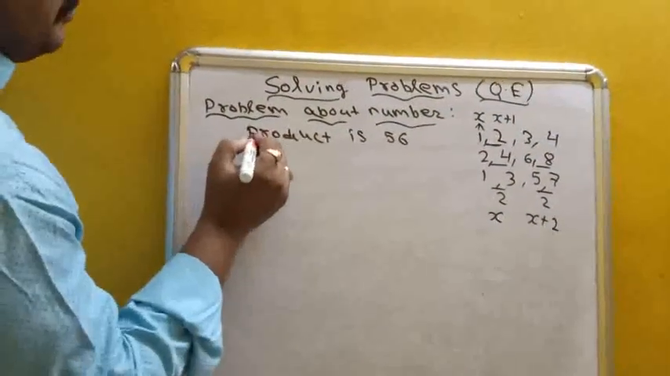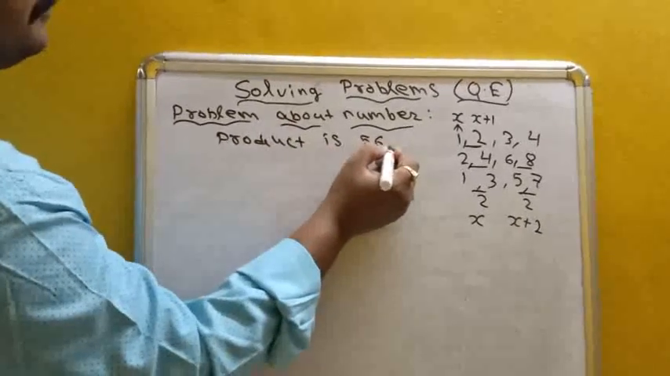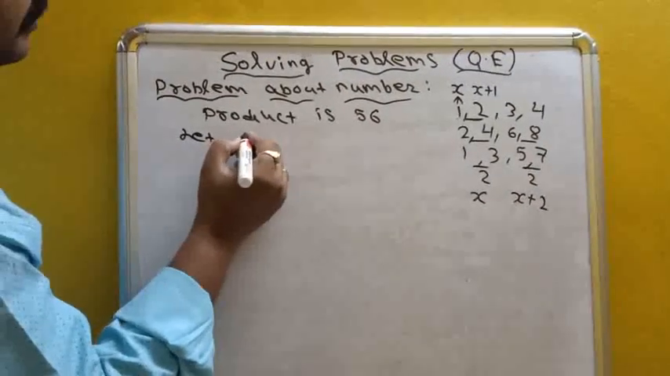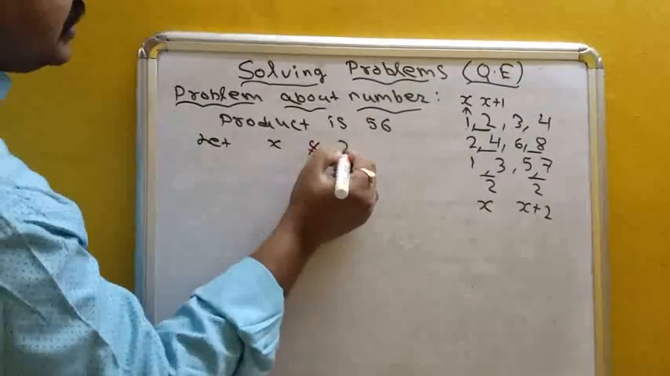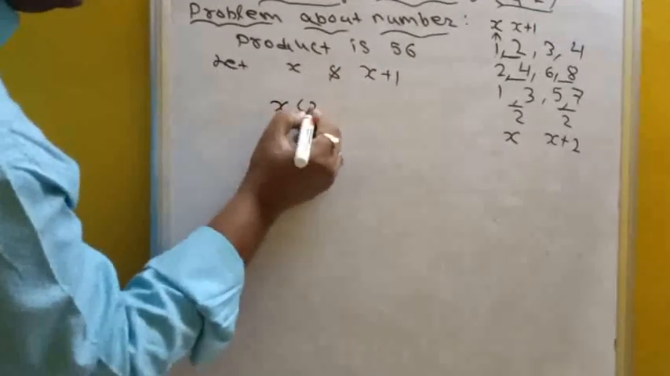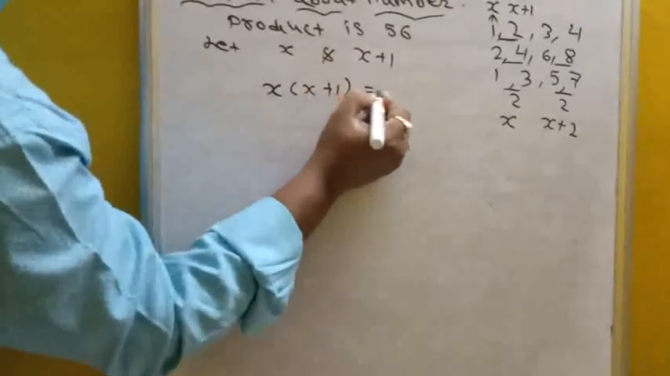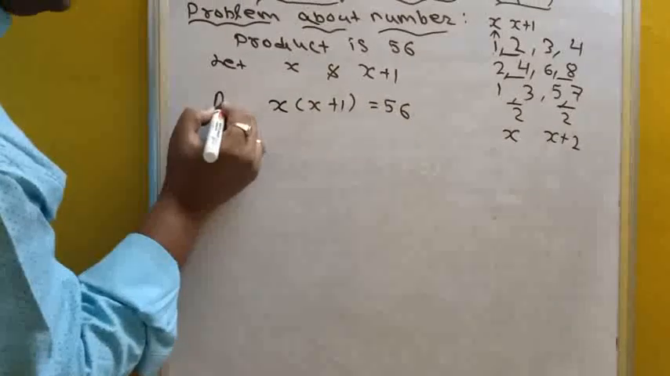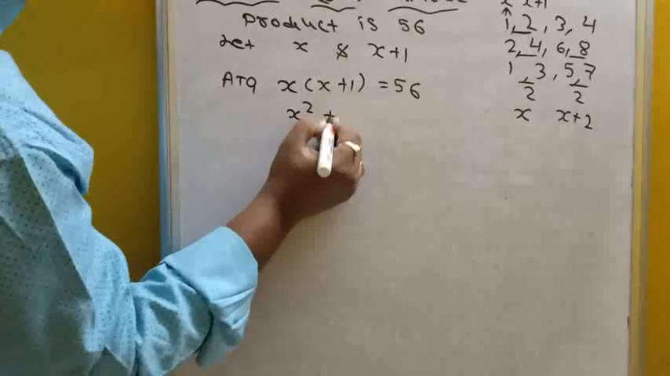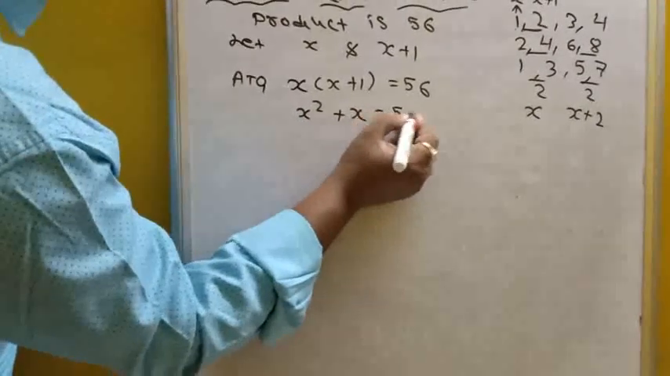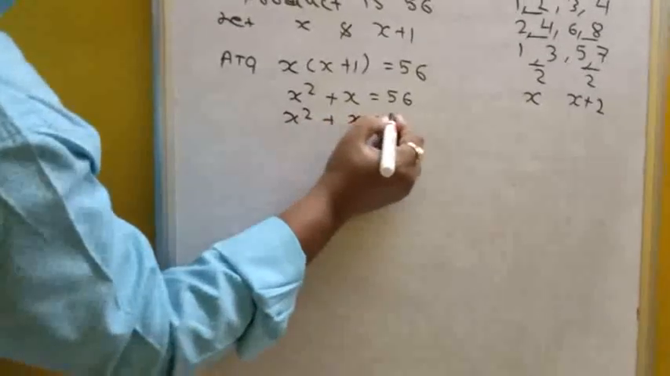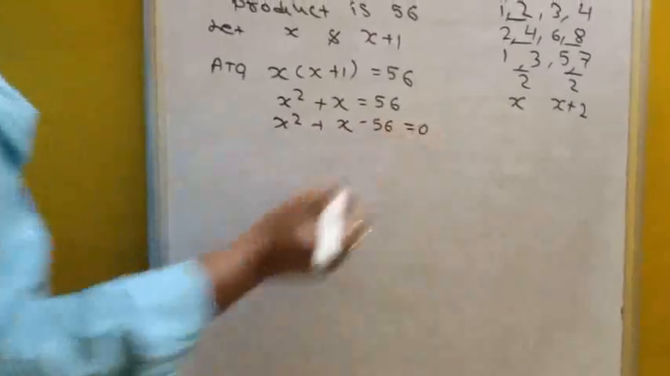What did he tell? The product of two numbers is 56. Let the consecutive numbers be x and x plus 1. So what did he tell? Product. Product means x into x plus 1 equals 56. You have to write according to the question. So x into x is x square plus x equals 56. Therefore x square plus x minus 56 equals 0.